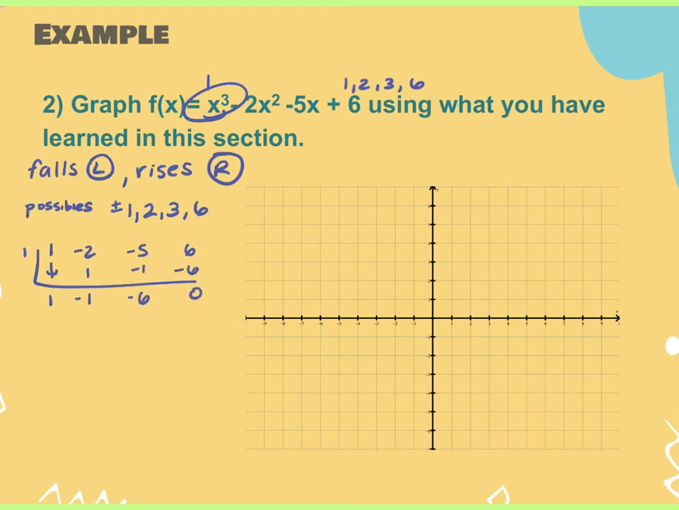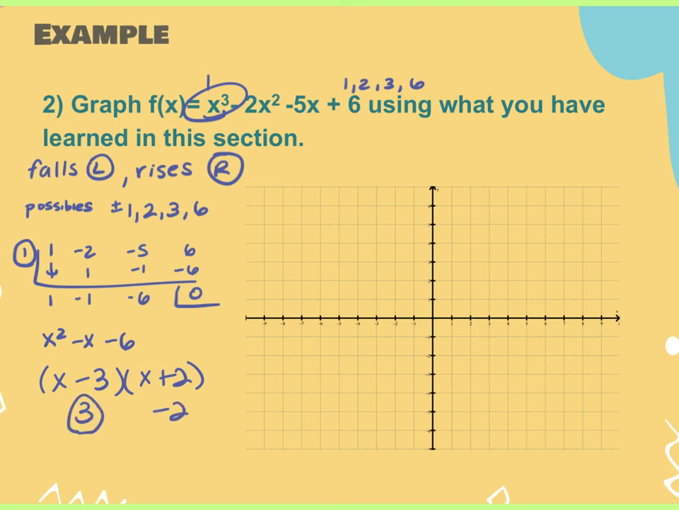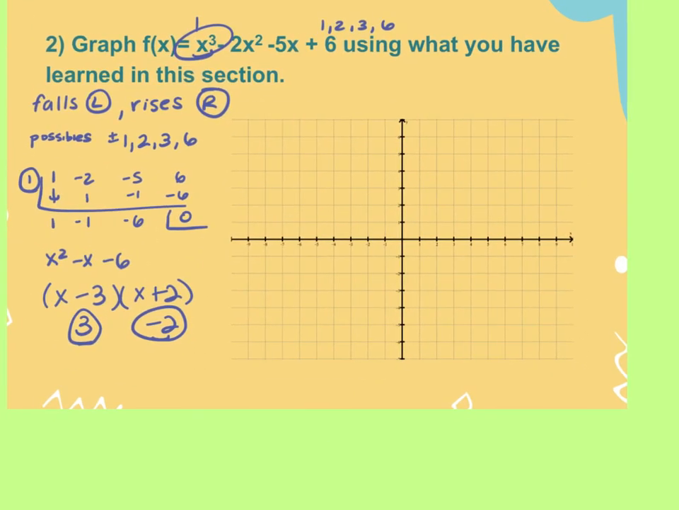And that works. So that's the first root. Then I take x squared minus x minus 6 and I see if I can factor that. I can. Negative 3, positive 2. And I get 3 and negative 2. Now I have my other two roots. So the 3 zeros. So here's the first answer.